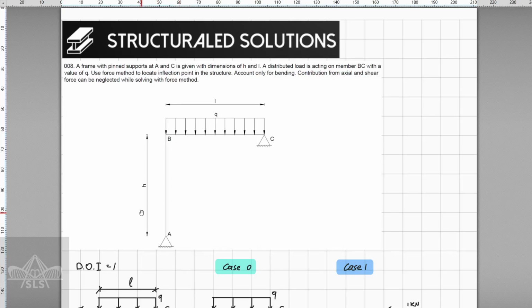So for this frame or for this structure, we have these two pins here at point A and point C. Therefore, we're going to have four unknowns, and as we already know, we have three equilibrium equations, and therefore the degree of indeterminacy for this structure is going to be 1.